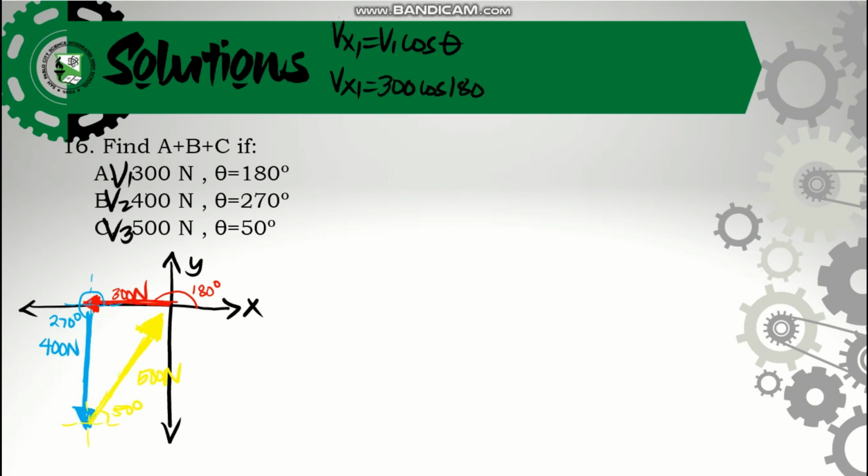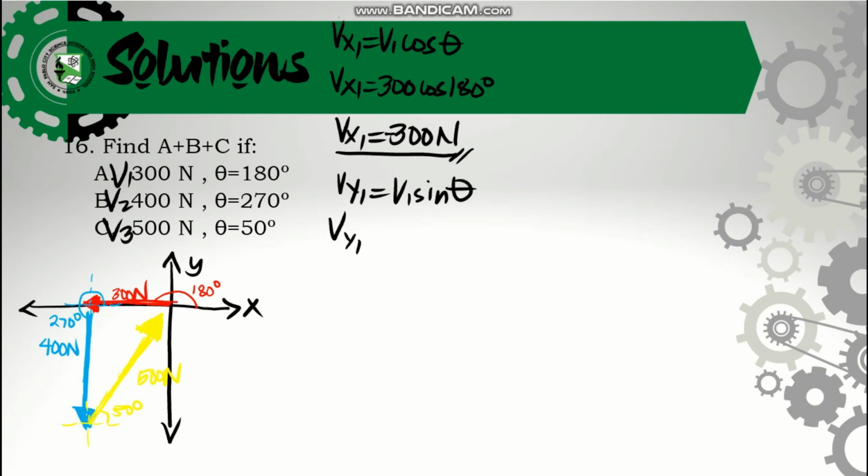So we're just going to put the value 300 cosine 180 degree. Then give you negative 300 Newton. Then for getting the Vy1, we have v1 sine theta, which is 300 sine 180 degree. Then that leads you to 0 Newton or 0. So as you can see naman, even sa graph, kahit hindi nyo na siya i-input, okay lang yan. Kasi sa graph makikita nyo na yan.